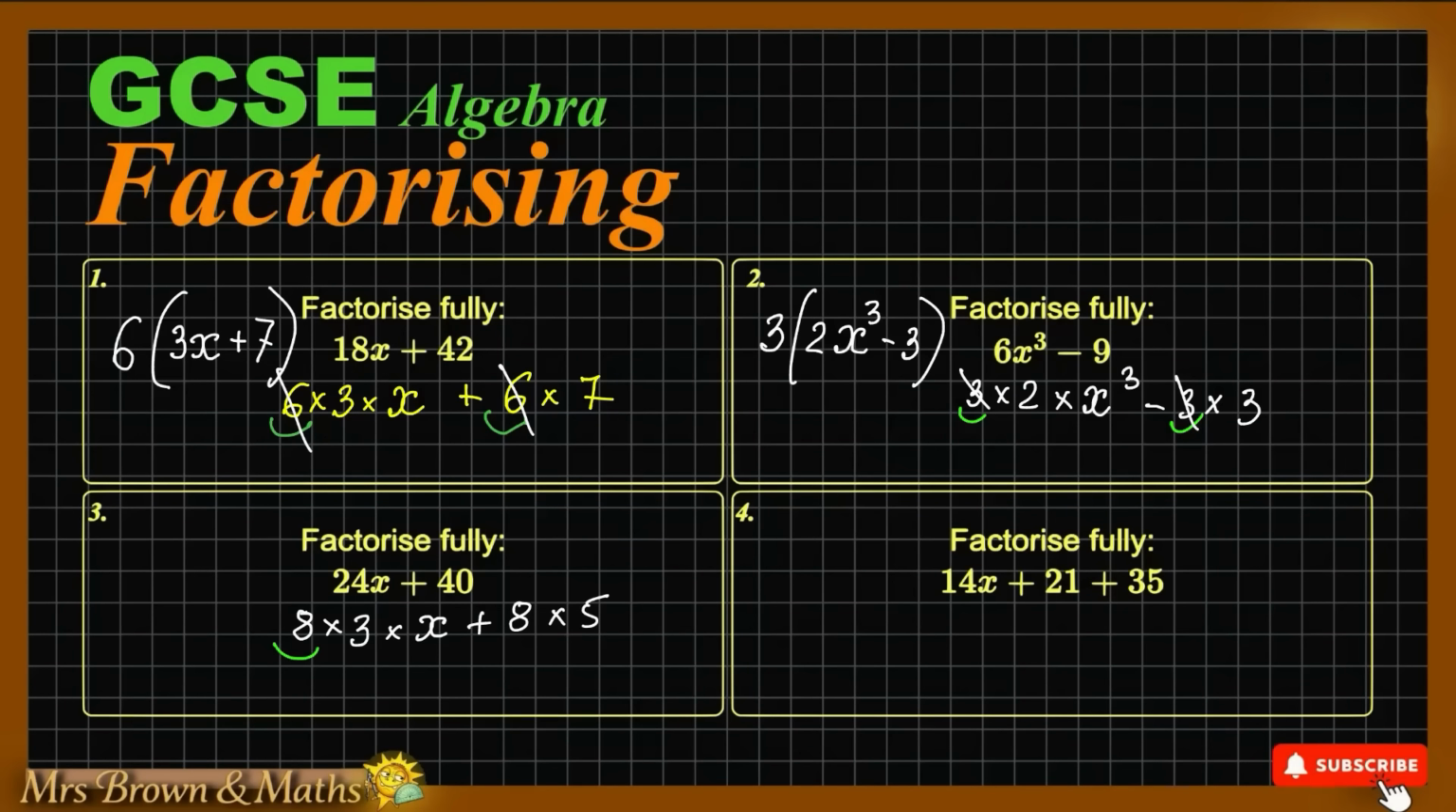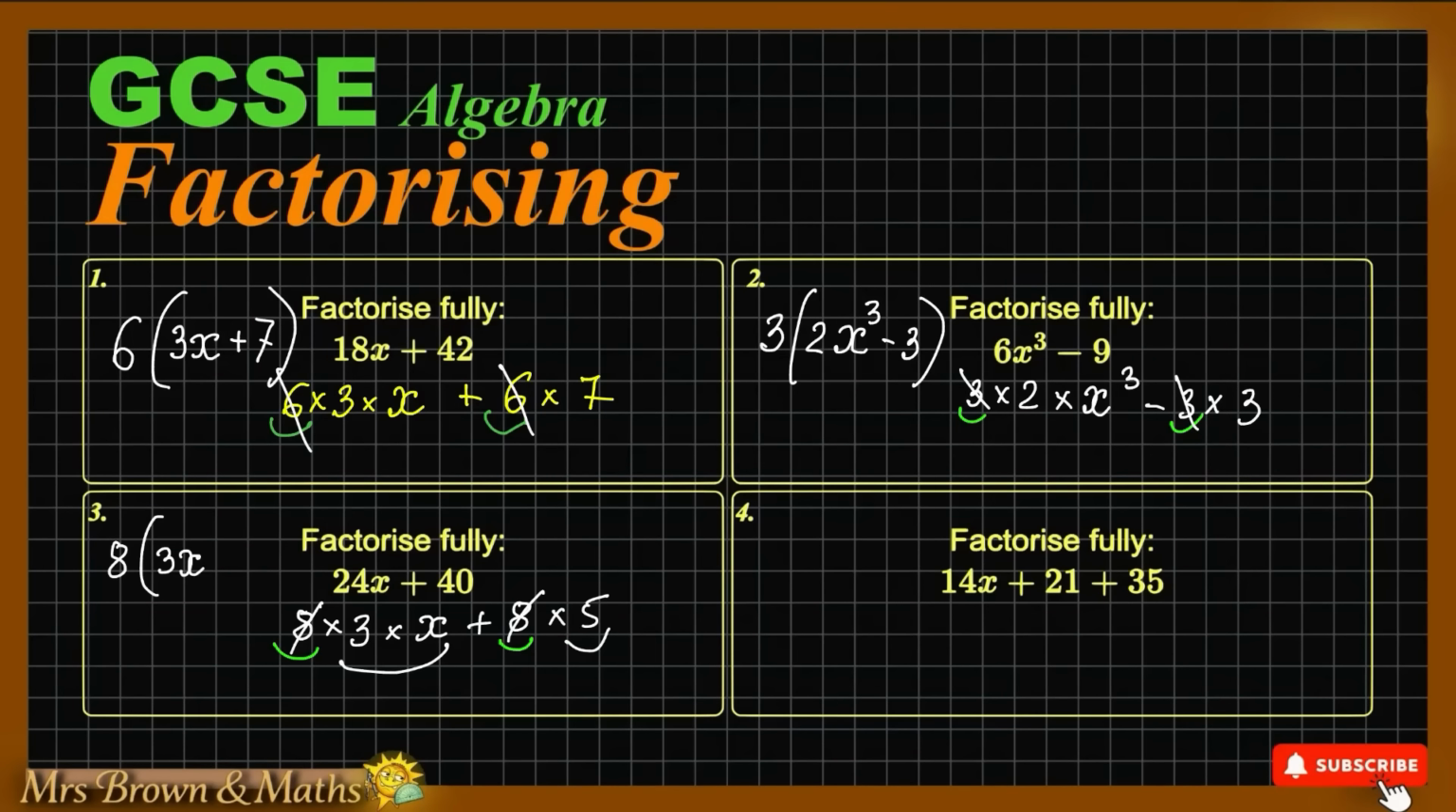8 is in common. Put it in front of brackets. And for the first term, 3x has been left. And for the second one, just 5. So final answer is 8 times brackets, 3x plus 5 inside.